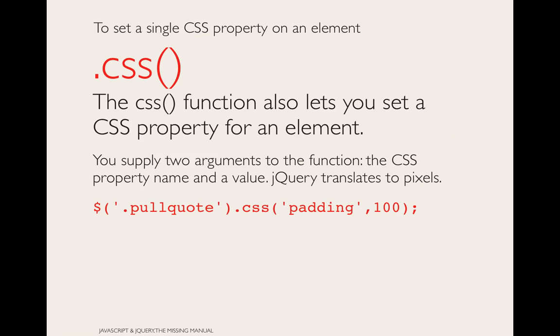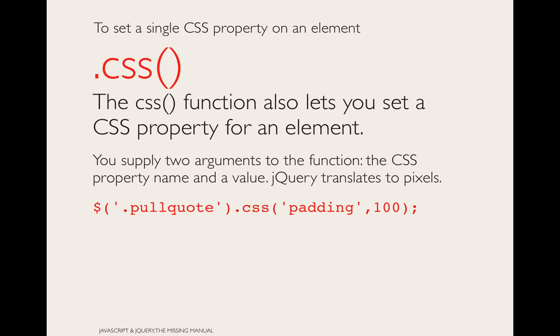Now the CSS function also lets you set a property, and to set a property you would supply 2 arguments or 2 parameters to that method, the CSS property name and its value. And remember, jQuery translates to pixels, so you don't need to add, say, px to the end of it like you would with CSS. A little bit picky. This is why there are cheat sheets, and it's why you're keeping up with your cheat sheet, because you want to make note of little things like this.